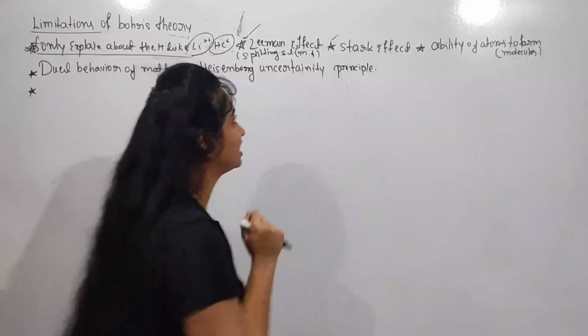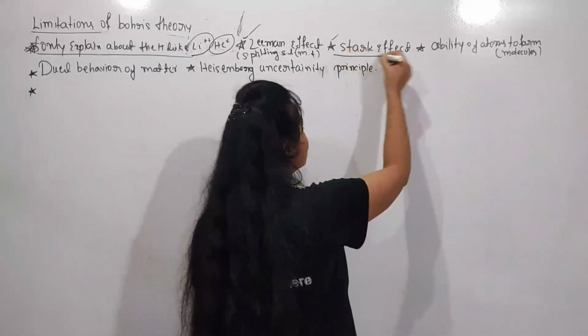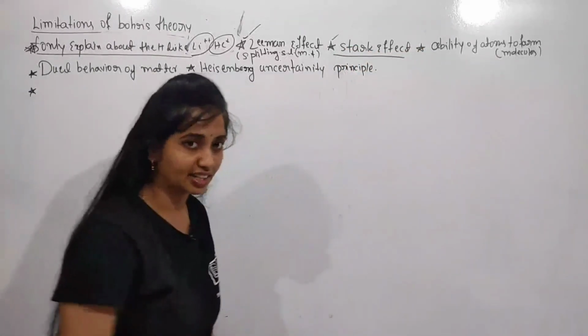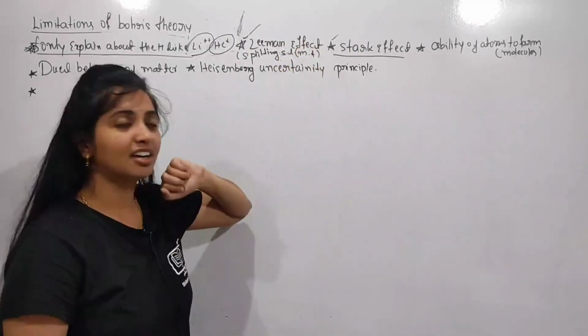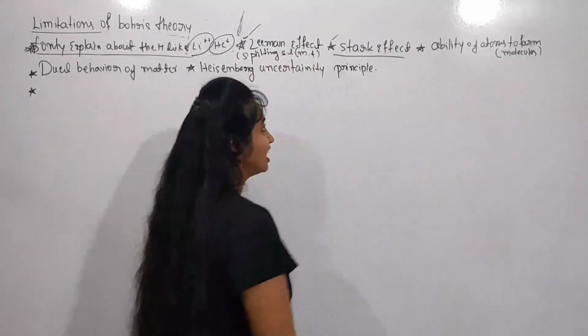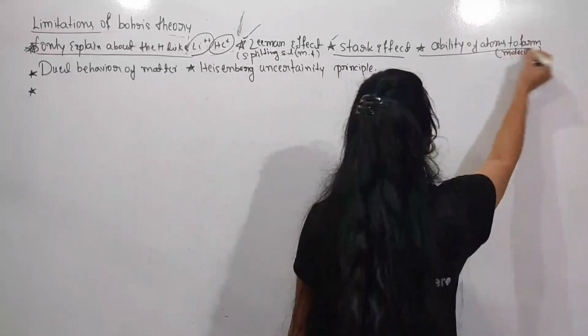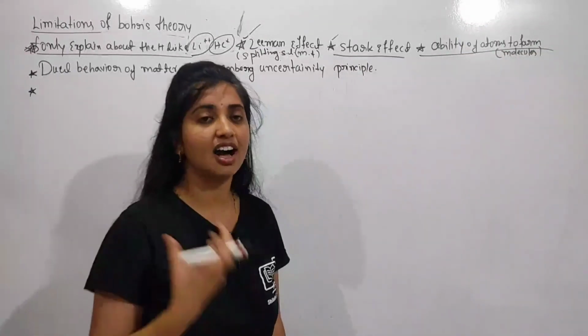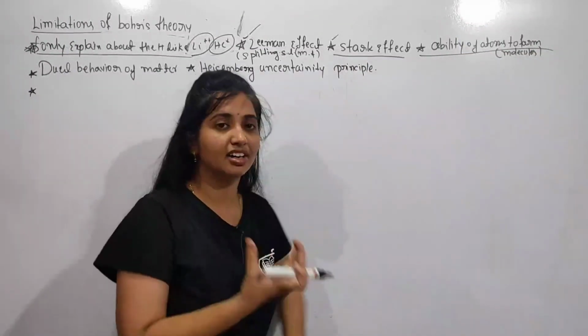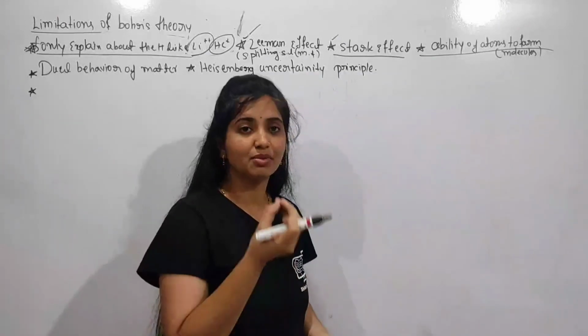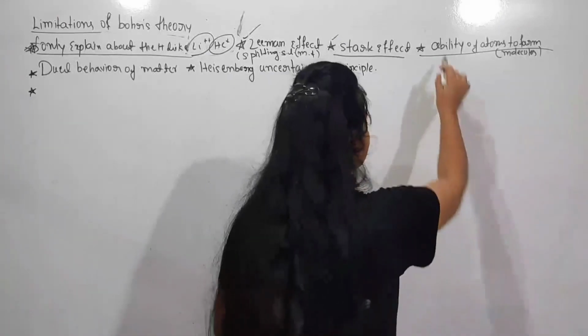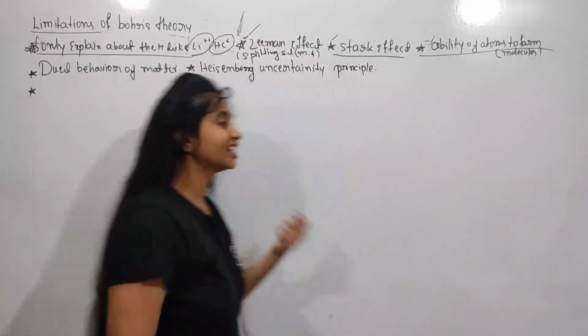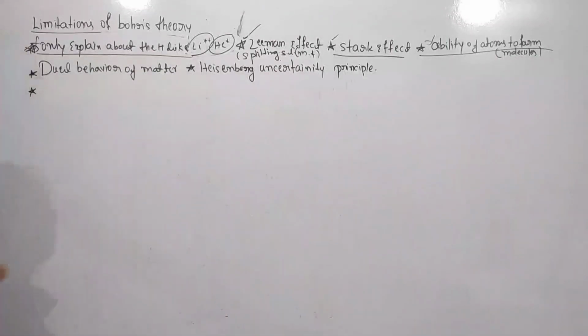So why does the splitting of spectral lines happen in an electric field, that is, the Stark effect? He can't explain this fact either. And next, he can't explain the ability of atoms to form molecules, how the atoms are combined with each other and how the molecules are formed. He can't explain this point either. So these are the limitations of Bohr's theory.